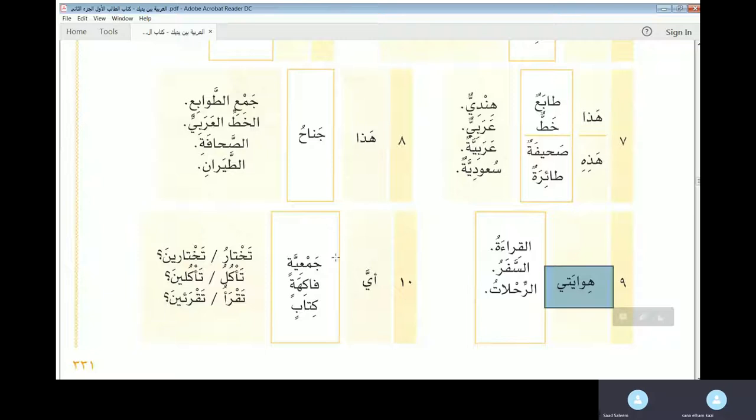هوايتي القراءة. My hobby is reading. هوايتي السفر. My hobby is traveling.